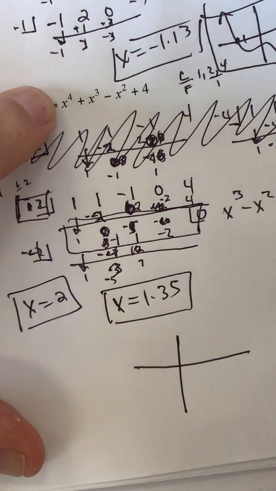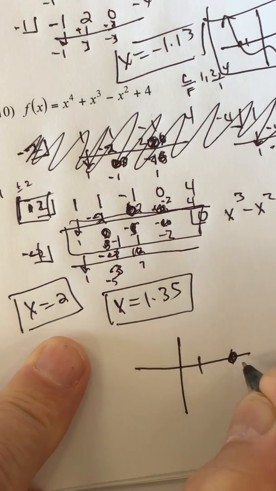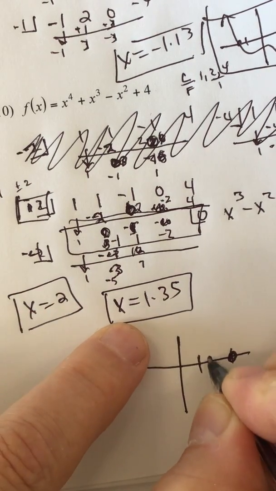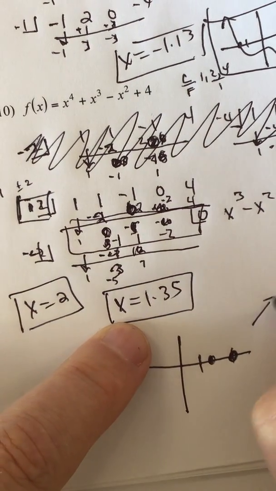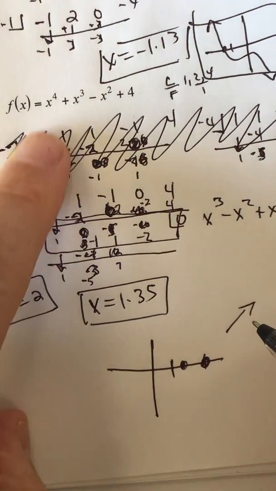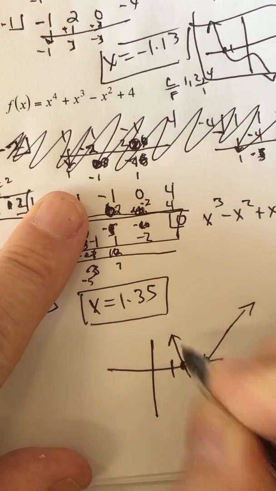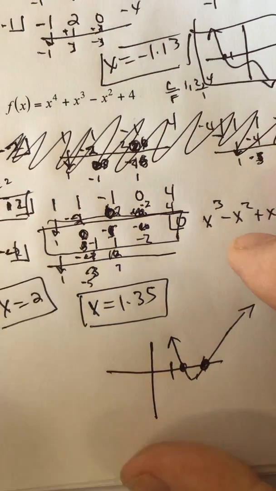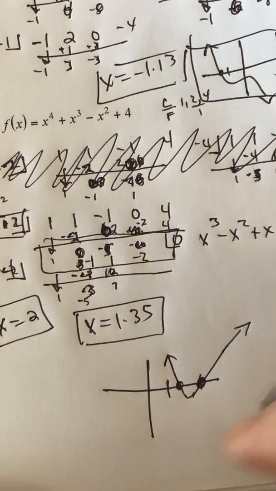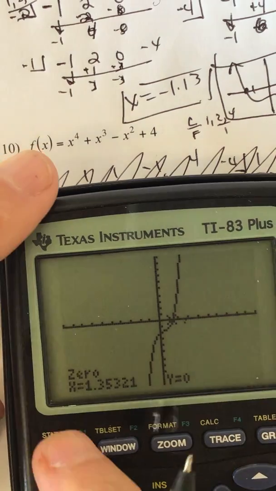So when I sketch the quick graph of this, I know it's going to have positive tail behavior. One of them's going to cross at 2, one's going to cross at 1.35, positive tail behavior. After I get done going through these, it should also look even. So I'm going to come through this one and come through that one, and sure enough, it looks even. Now there's probably some wiggle somewhere. I'm going to put this in the calculator just to see.